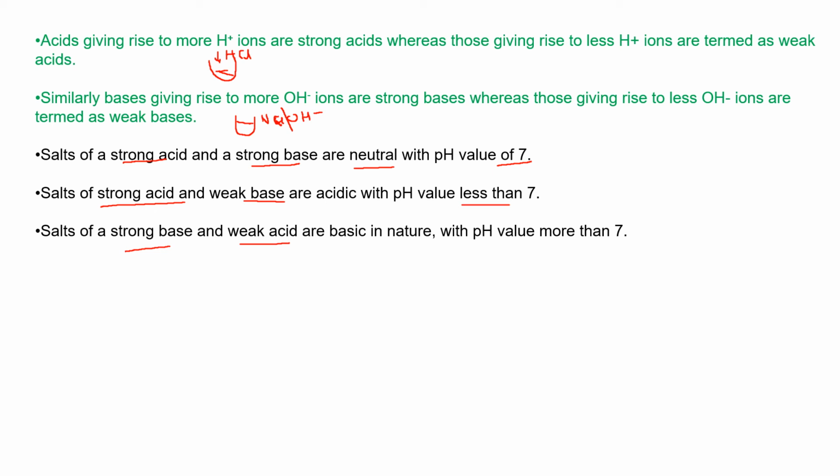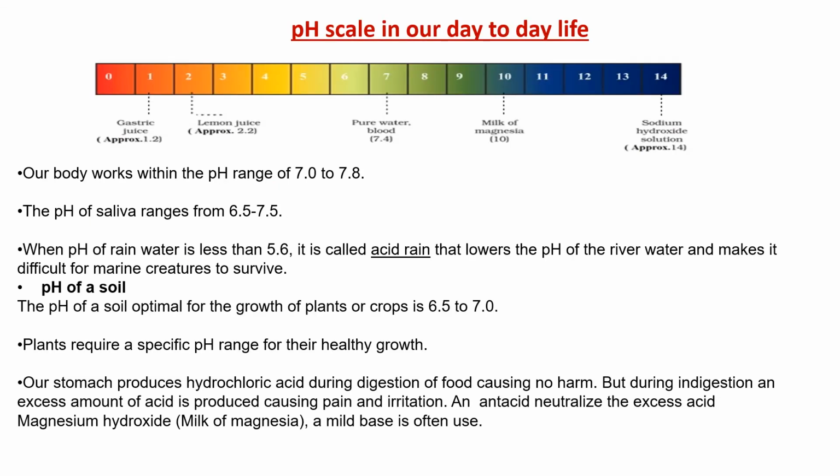It's very obvious, the nature of the salt will be basic, right? Now let's see the pH scale over here. This is usually the pH paper you get in the laboratory, right? All these dark red shades are acidic, and if you go here, this is neutral. Pure water is neutral, and blood is 7.4, right?